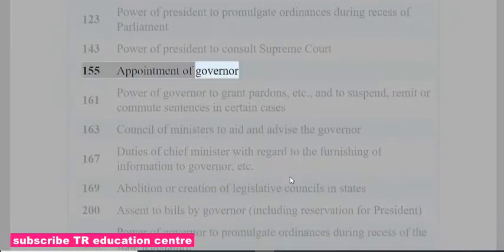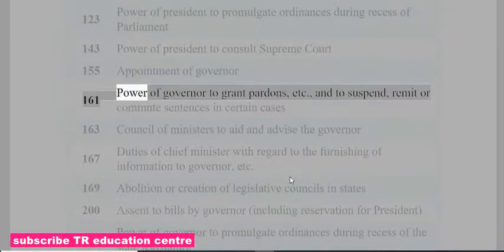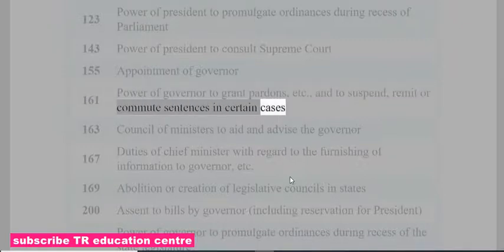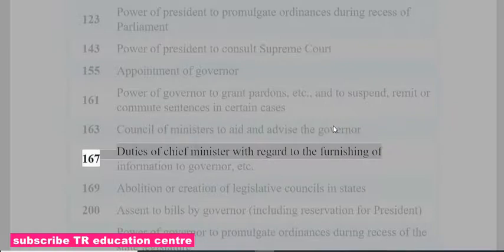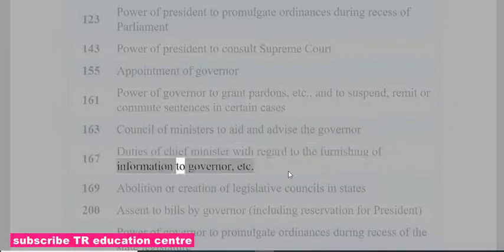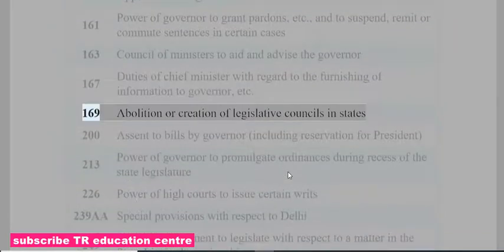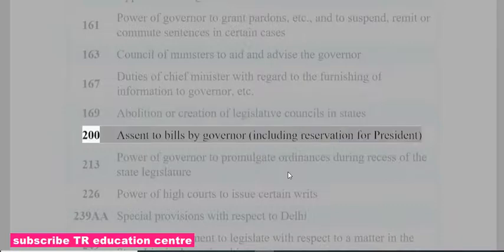155 Appointment of Governor. 161 Power of Governor to grant pardons, etc., and to suspend, remit or commute sentences in certain cases. 163 Council of Ministers to aid and advise the Governor. 167 Duties of Chief Minister with regard to the furnishing of information to Governor, etc. 169 Abolition or creation of legislative councils in states. 200 Assent to bills by Governor, including reservation for President.